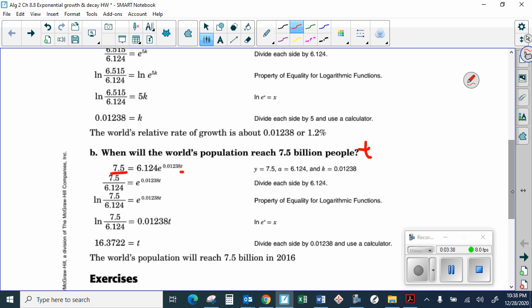So again, we need to do reverse PEMDAS, divide by 6.124, take the natural log of both sides, pull this out front, okay, and natural log of e is 1, so that's gone. And last step, divide by this number after. I put that in parentheses, divide by this number right there, put in your calculator, and you get 16.3722. Remember, that's in years. So 16.4 years from the initial value. Remember, the initial value is 2000, so in 2016.